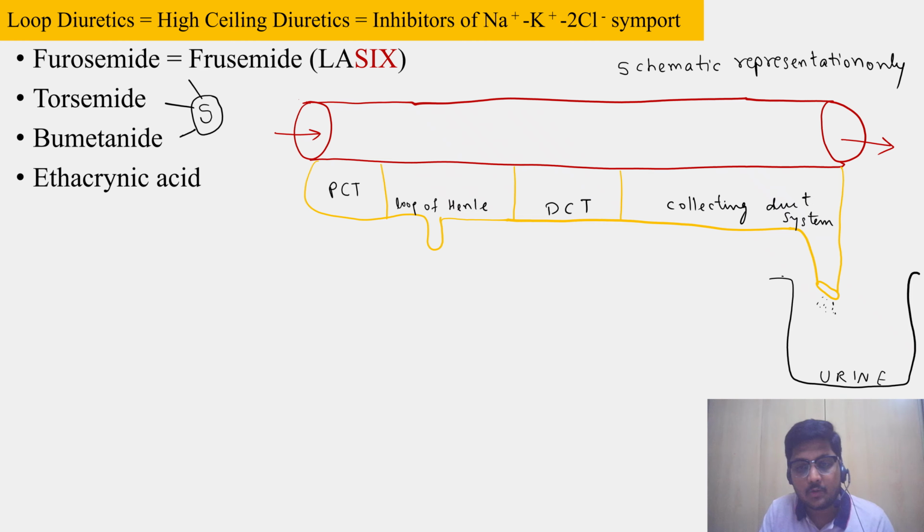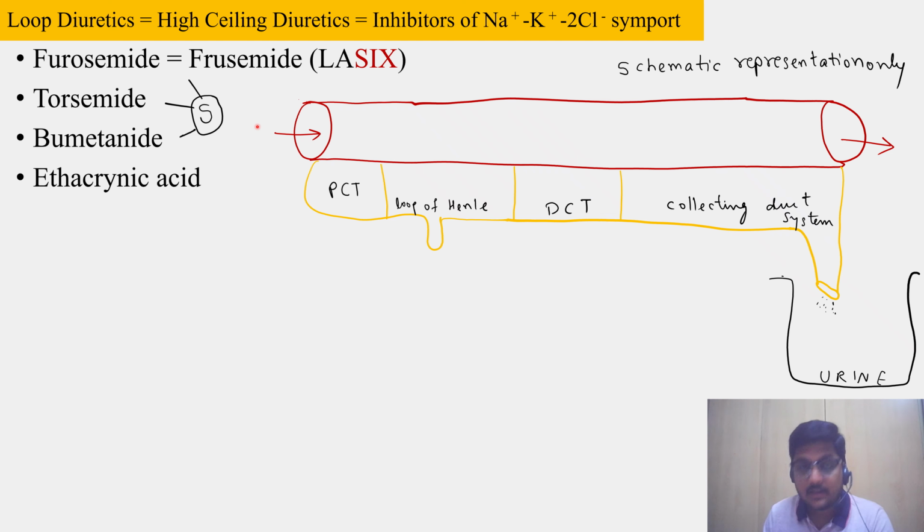Then why should we know about this? Because these three are sulfonamide derivatives, right? If a patient has a propensity for allergy to sulfonamide compounds, then furosemide, torsemide or bumetanide may cause some reaction in those patients. So in a known case of sulfa allergy, these three drugs can be avoided. Then if I want to give a loop diuretic, we have to choose ethacrynic acid because it is not a sulfonamide derivative. Clear? This is a popular MCQ in competitive exams.